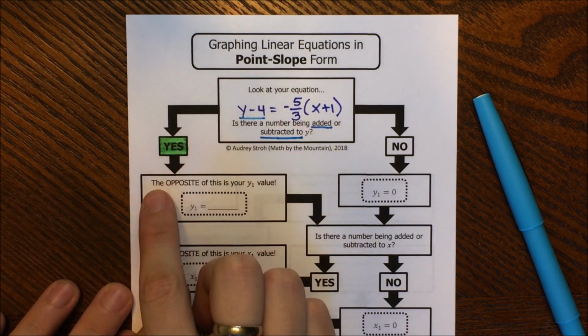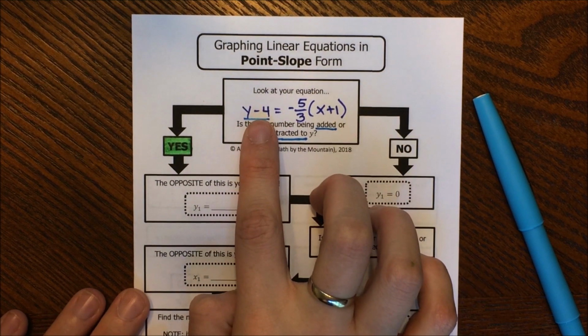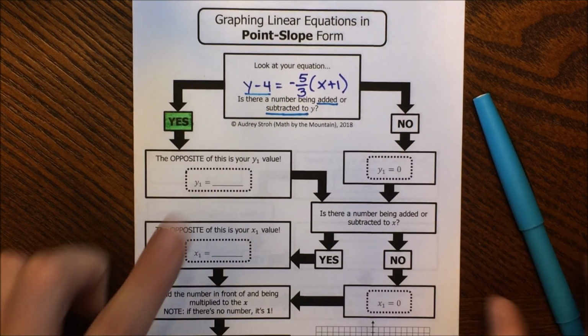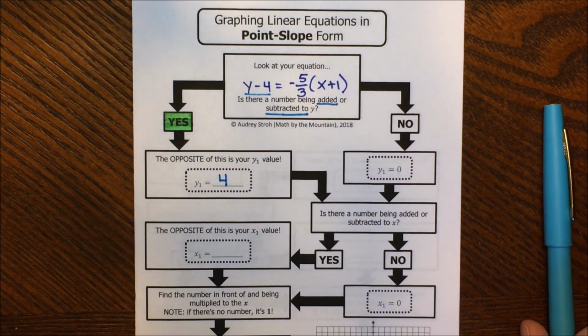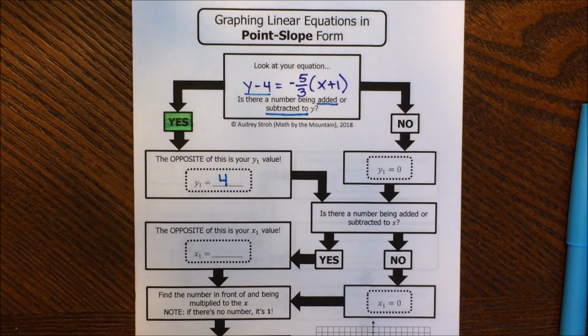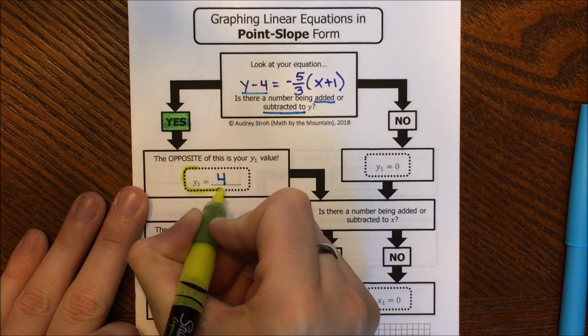So following the yes, it says the opposite of this is your y1 value. So if I have y minus 4 here, that tells me my y1 value should be positive 4. And just so it's nice and easy to find later, I'm going to go in and circle it with a highlighter so it really stands out.